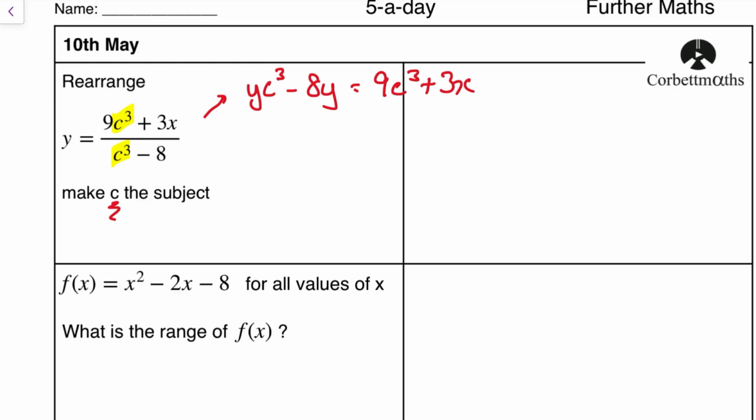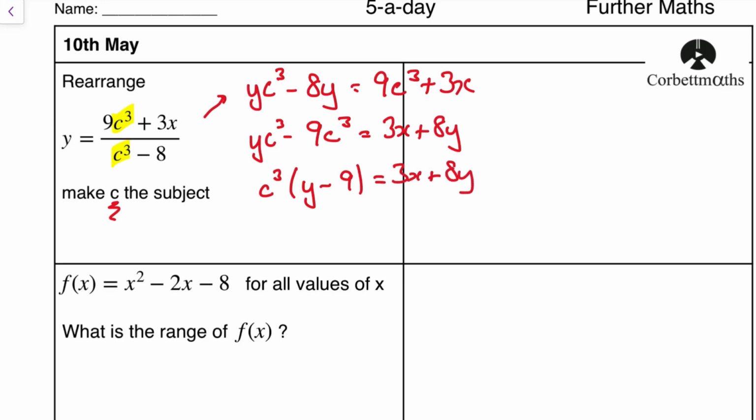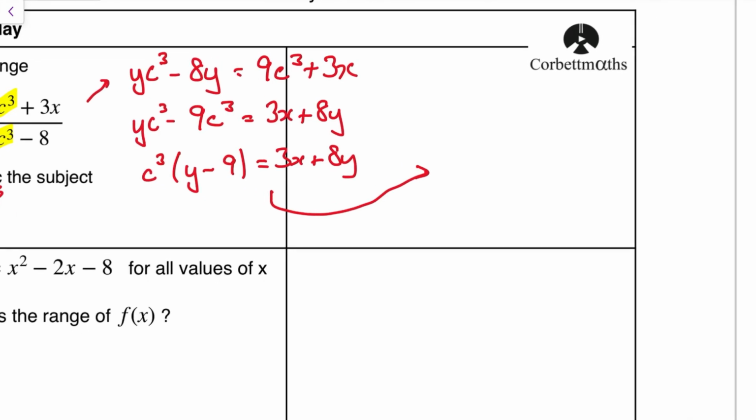So I'm going to collect all the C's on the left-hand side, which is going to give me yc cubed minus 9c cubed is equal to, everything's not a C on the other side, so that's going to give me 3x plus 8y. Then I'm going to factorise out the c cubed, which is going to give me c cubed (y minus 9) equals 3x plus 8y. And then my final step, which is going to give me my answer, is to divide by y minus 9. So that's going to give me 3x plus 8y over y minus 9.